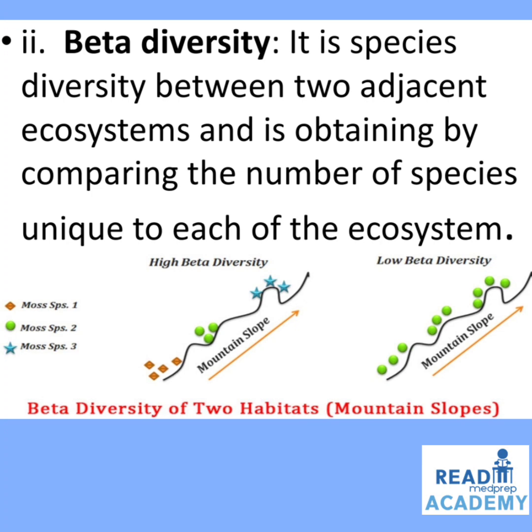You can see in the left side image there is high beta diversity, which helps in comparing the beta diversity of the 2 habitats in the mountain slopes. On the right side you can see there is only one single type or variety of species present on the mountain slope, thus showing low beta diversity.